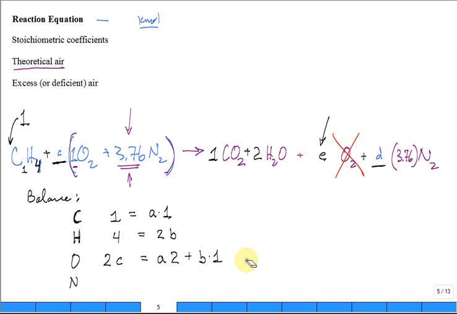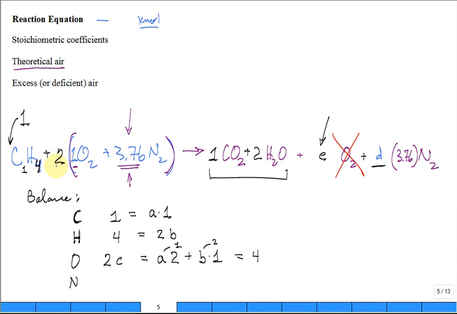All right. Well, guess what this equation allows us to do? If I just put in the number for A, that was 1, wasn't it? And B, which is 2, then that's 2 plus 2. Is that 4? On the right-hand side, in the products, I have 4 oxygens. Hence, how large does C have to be? C has to be 2.